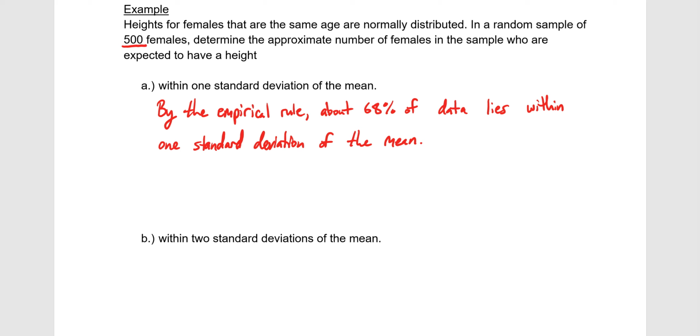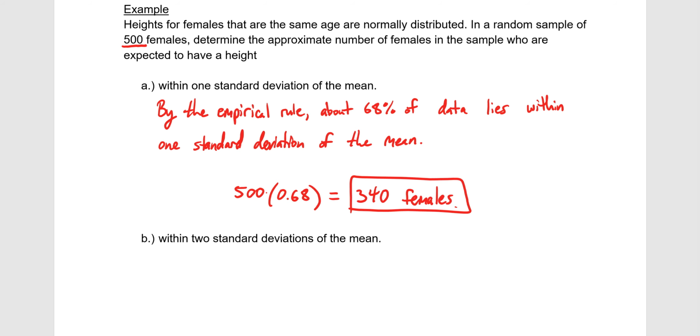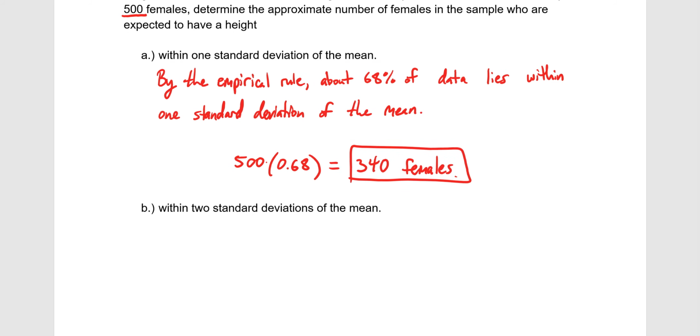So that's going to be 500 times 0.68. Remember, move the decimal 2 to the left. And we multiply that and we get 340 females. So about 340 females are going to fall within 1 standard deviation of the mean.